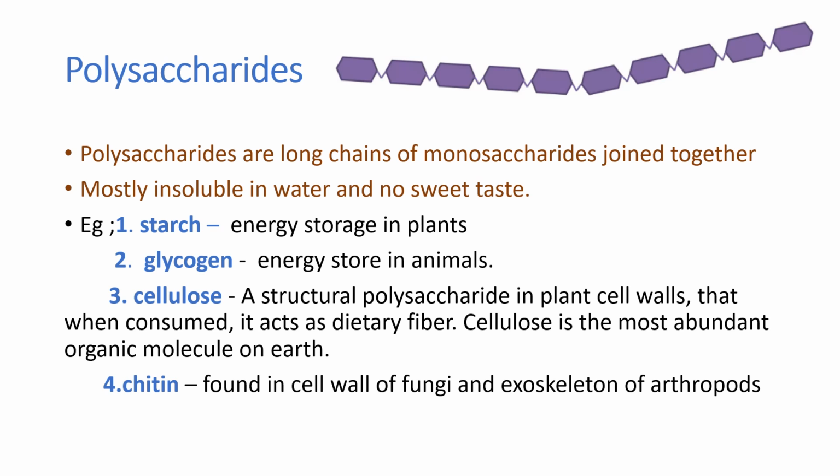Cellulose is a structural polysaccharide found in plant cell walls, and when we consume it, it acts as dietary fiber. Cellulose is the most abundant organic molecule on earth. Chitin is found in cell walls of fungi and also in the exoskeleton of arthropods.